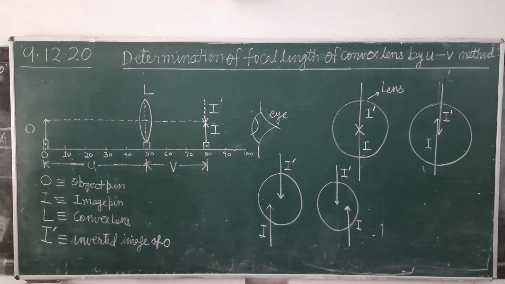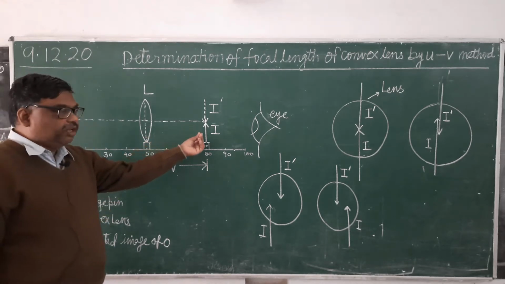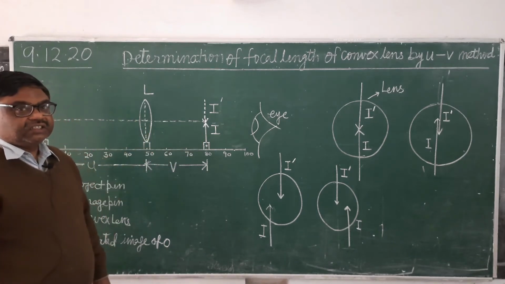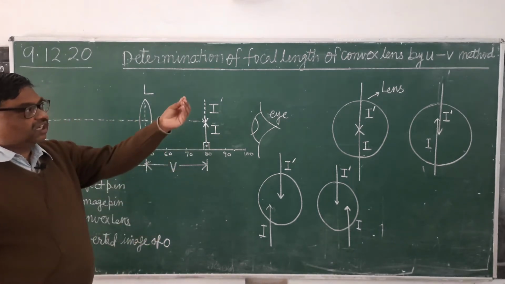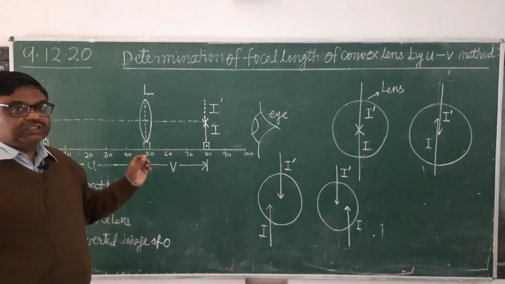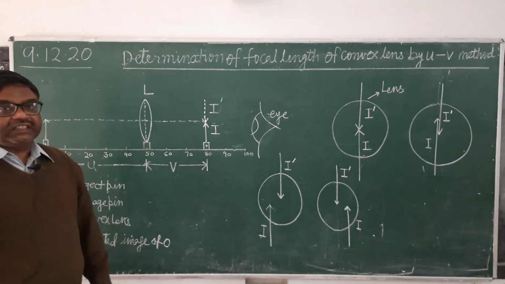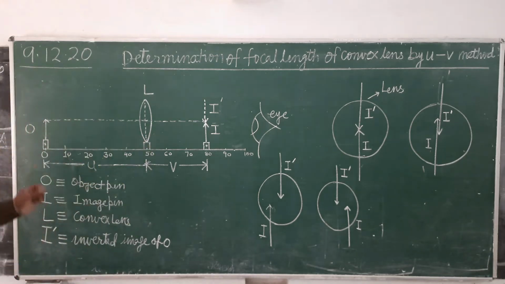And V is the distance of the image from the lens. It's clear? These are the standard symbols. U means object की distance lens से. V means the distance of image from the lens. What is the meaning of F? It is the focal length of the lens. So now we will determine the focal length of convex lens by UV method.